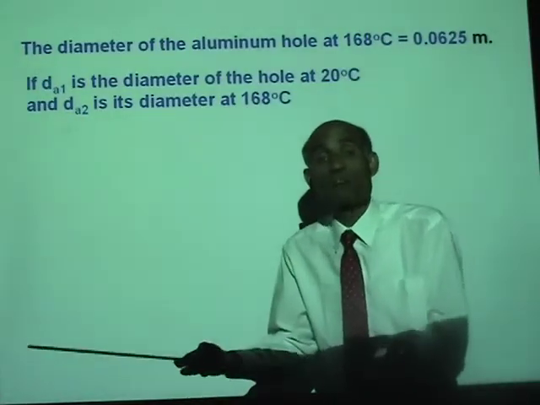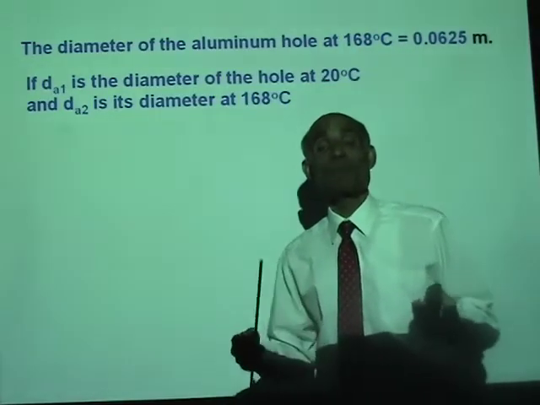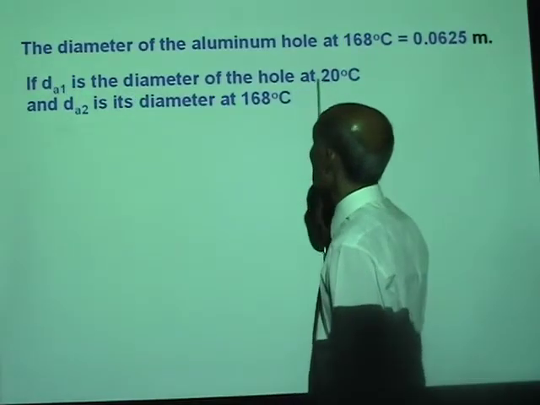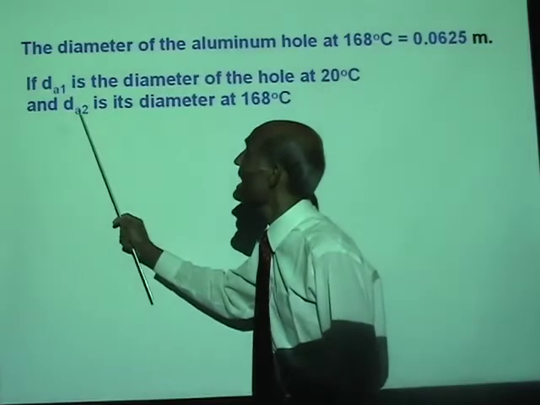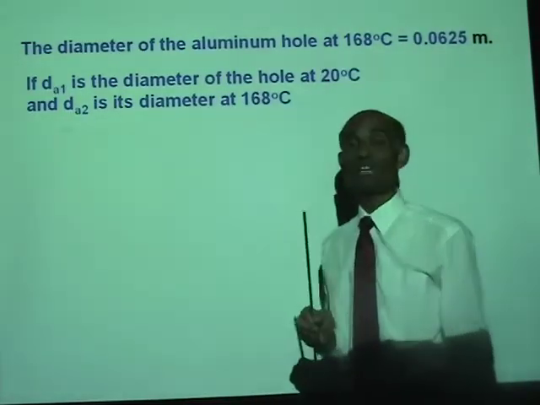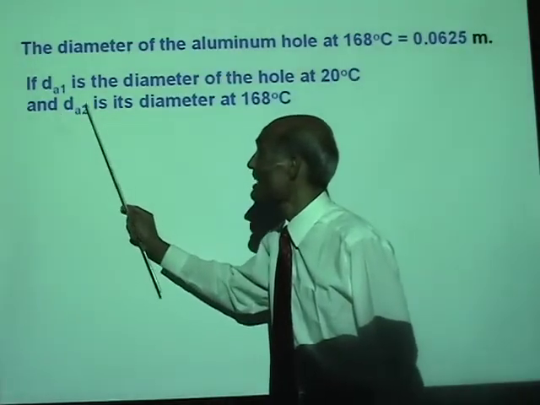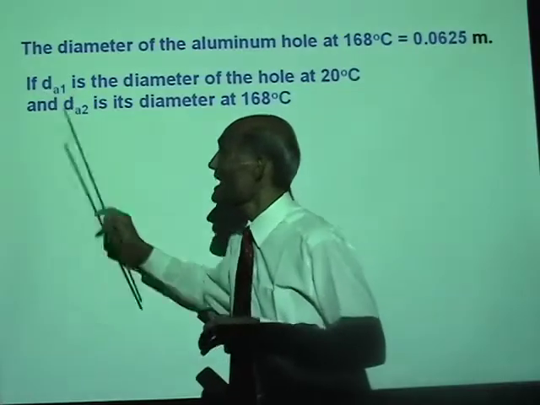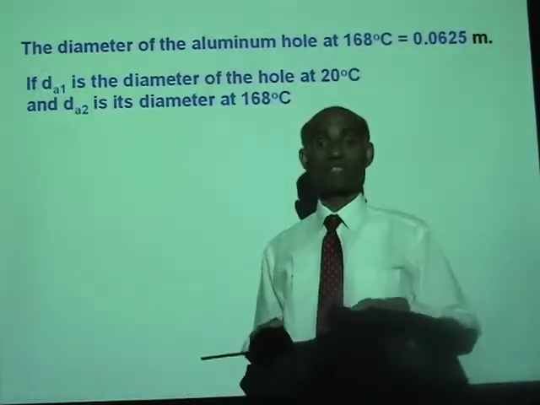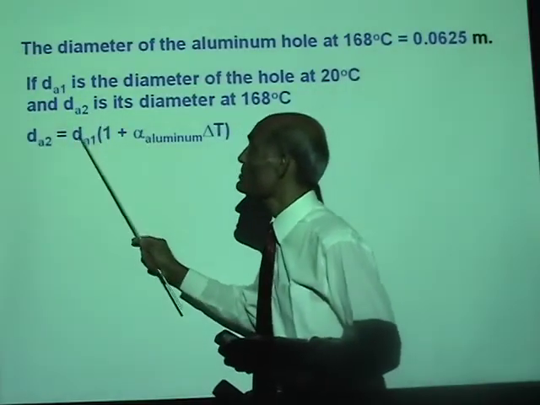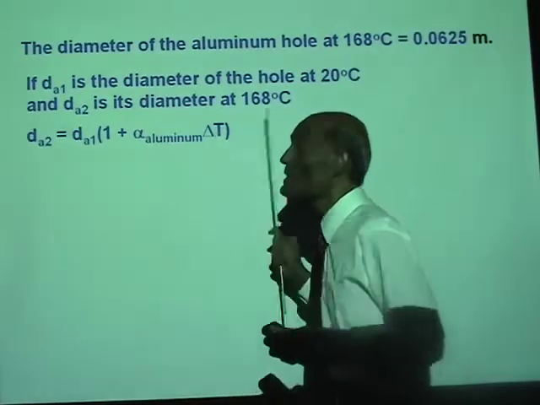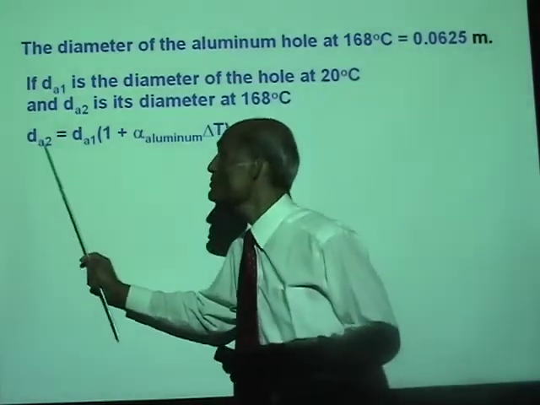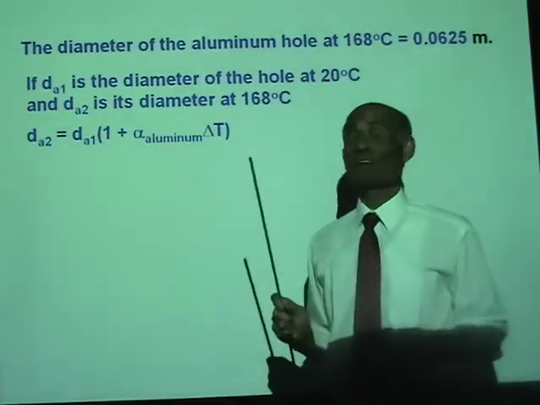Alright, now this is the diameter of the hole at 168 degrees. And now the aluminum is going to cool down to 20 degrees. We need to find the diameter of the hole at that lower temperature. So look at the assumption I've made. If dA1 is the diameter of the hole at 20 degrees Celsius and dA2 is its diameter at 168 degrees, again they are lengths. dA2 stands for L2, the length at 168 degrees, and dA1 stands for L1, the length at 20 degrees Celsius. So I can write dA2 equal to dA1 times 1 plus alpha aluminum this time, because we are now considering the aluminum sheet, times delta T. This is the same as L2 equal to L1 times 1 plus alpha delta T.